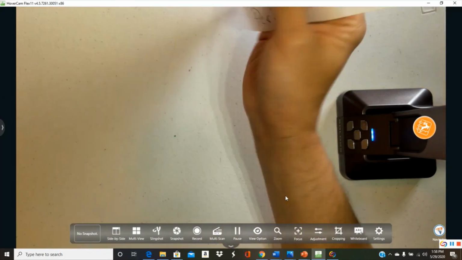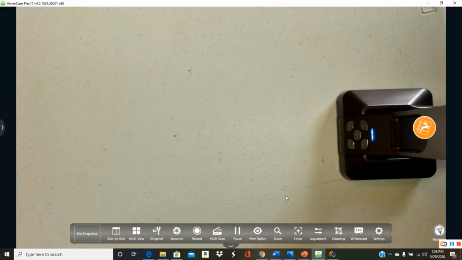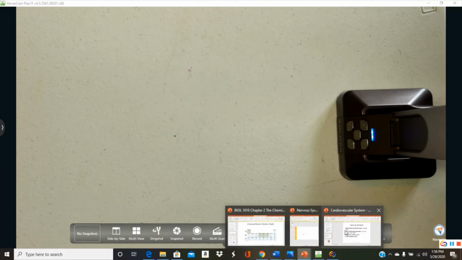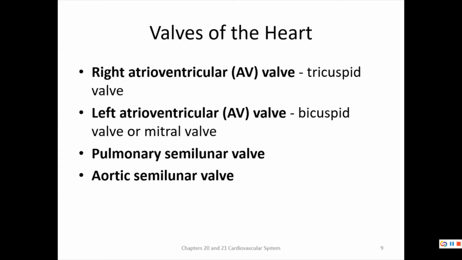And I do believe we're not going to be drawing any more today. So I'm going to move back here and discuss. I might reference those, but here are the valves of the heart that we just drew. I do expect you to know the alternate names for the atrioventricular valves.